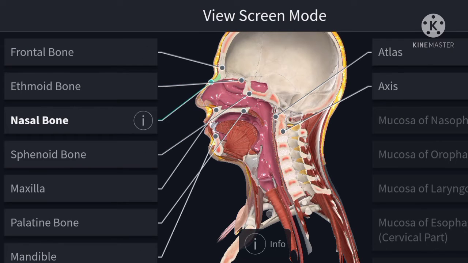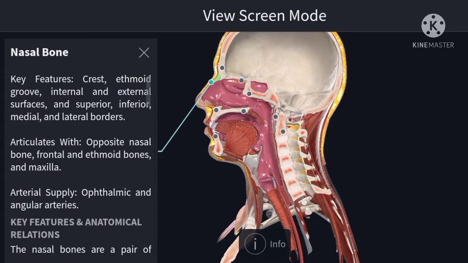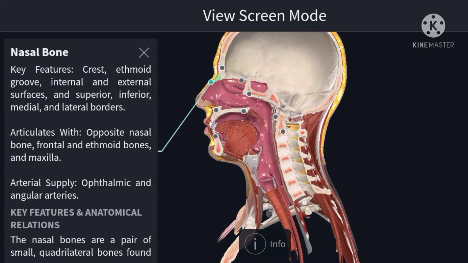Now we will see the nasal bone, and this is the nasal bone, and it is a type of flat bone located in the viscerocranium, and it is supplied by the ophthalmic and angular arteries.